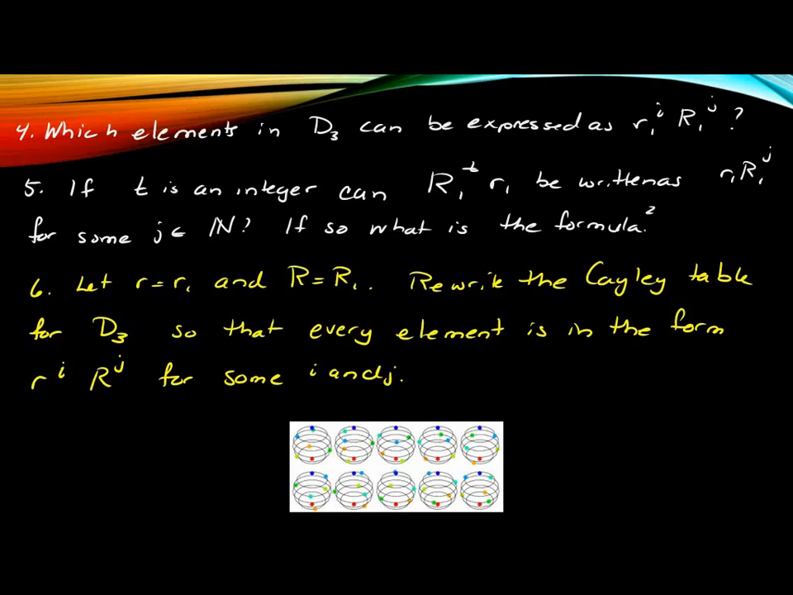But the final thing is that if you set little r to be r1, because you don't need a subscript anymore, and you set capital R to be r1, you can rewrite the entire Cayley table for D3 so that every element is in the form of powers of little r composed with powers of big R. And that's really important because it's telling you that you only need to know stuff about little r and big R, and everything else follows after that.